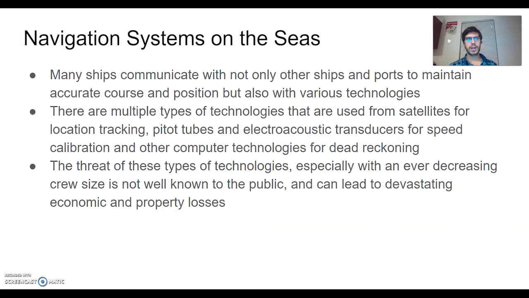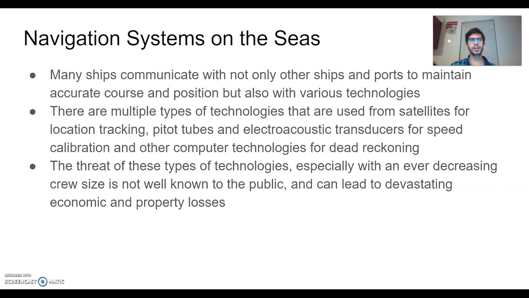So I'm going to be going over navigation systems on the seas. Many ships communicate with not only other ships, but also ports and systems within the ships. There are multiple types of technologies that are used, so satellites for location tracking, electroacoustic transducers, and pitot tubes for speed calibration, and other computer technologies for dead reckoning.